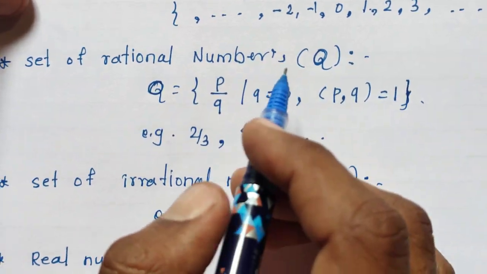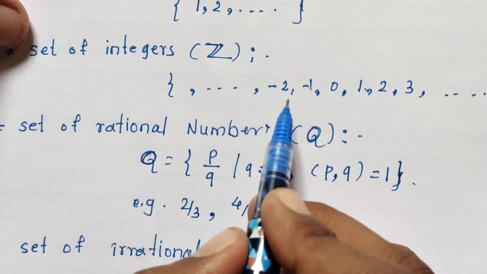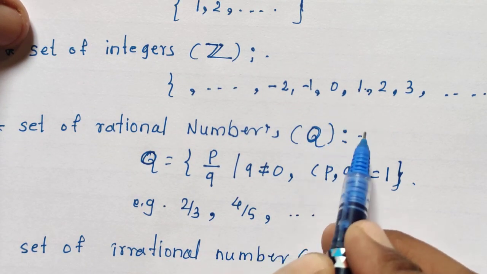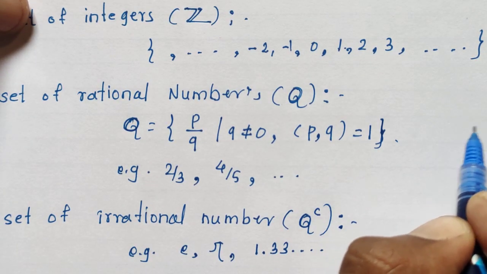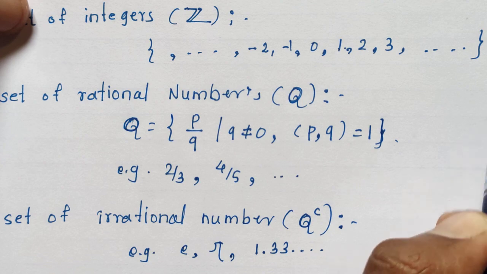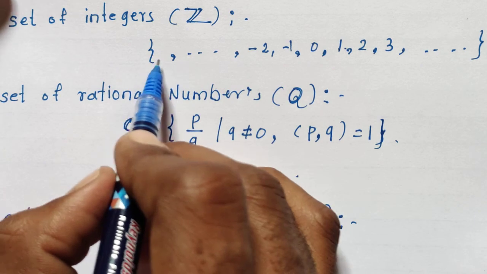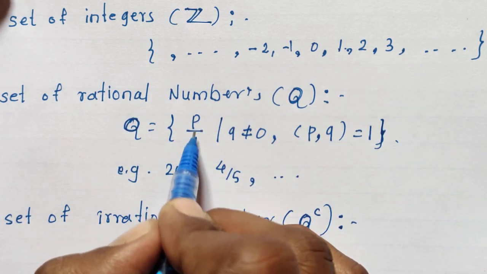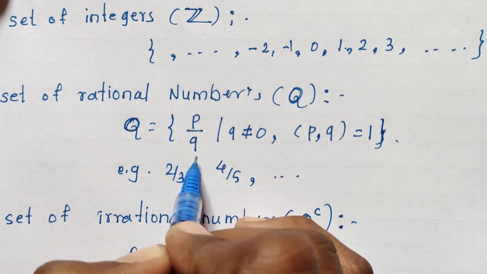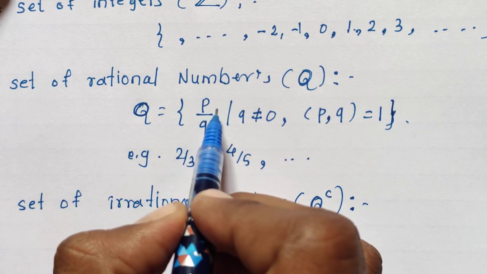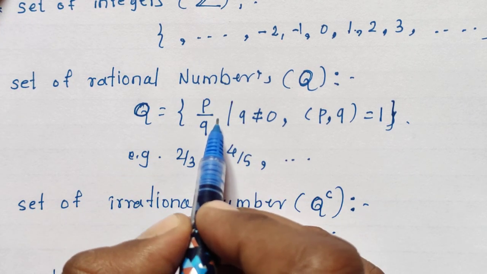Now if we write minus 2 as minus 2 upon 1, we can write any number this way: 1 by 1 is 1, 2 by 1 is 2, 3 by 1 is 3, minus 1 by 1 is minus 1. So all these integers can be written in the form p by q. So all these integers are rational numbers. So the set of integers is contained in the set of rational numbers.